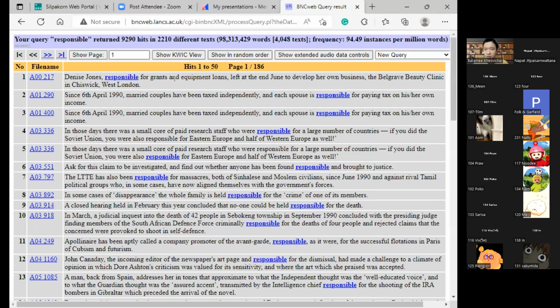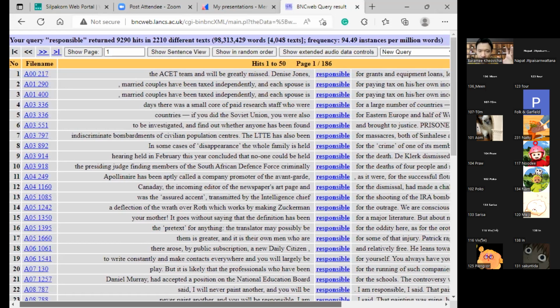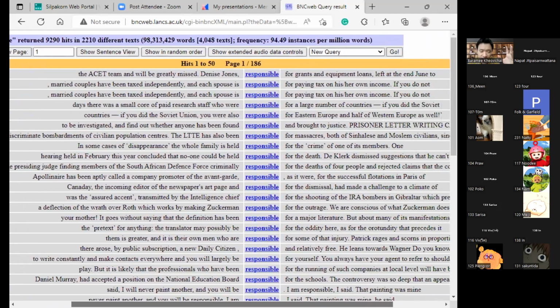What else can we do? We can put the word responsible in the middle of the screen. If you want to know the collocation of responsible, this will be easier to observe. When you use the function show quick view or keyword in context, we have what we now call the concordance lines or concordances, where we put the word responsible or search term in the middle of the screen like this.